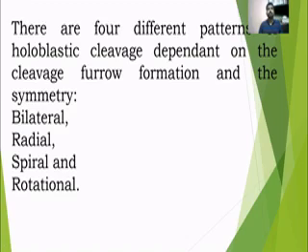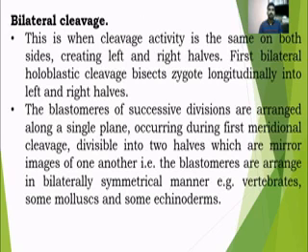So there are four different types of holoblastic cleavages, which depend on the cleavage form: bilateral, radial, spiral, and rotational. Just see one by one. Bilateral, this is when cleavage activity is the same on both sides, creating left and right halves. Means they are very similar. Means in the first and second cleavage, first bilateral holoblastic cleavage bisects the zygote longitudinally into the left and right halves.